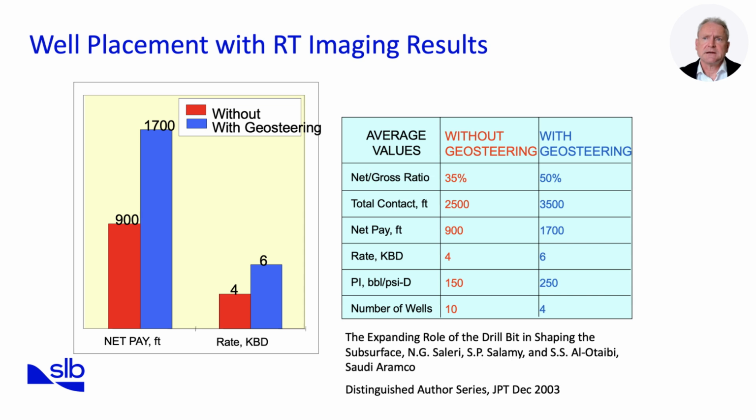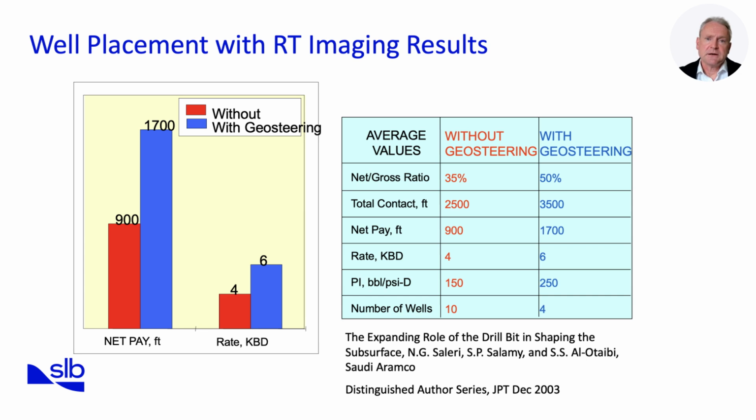Here we can see a direct comparison of well performance with and without geosteering. Let's walk through the numbers. Without geosteering, the net to gross ratio averages about 35%. Total reservoir contact is around 2,500 feet, delivering 900 feet of net pay. Production rates average 4,000 barrels per day, with a productivity index of about 150 barrels per day per psi.